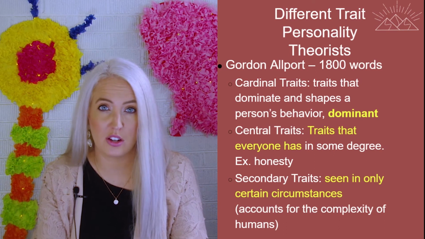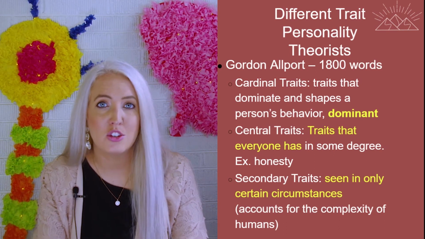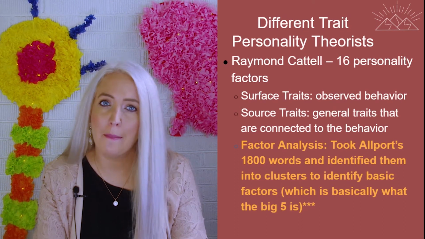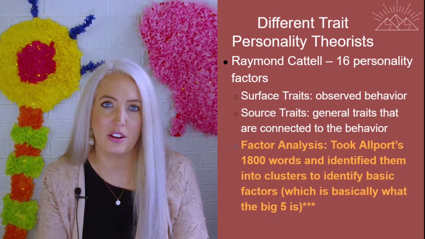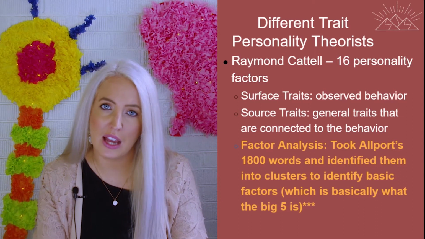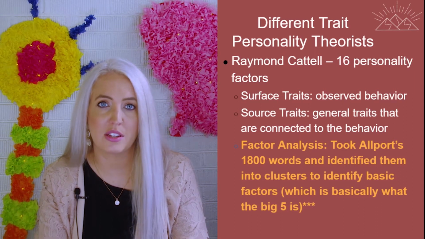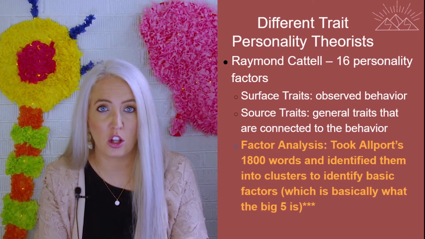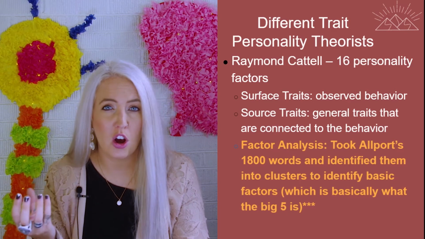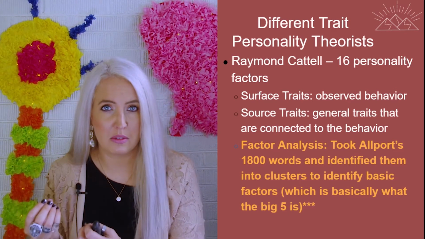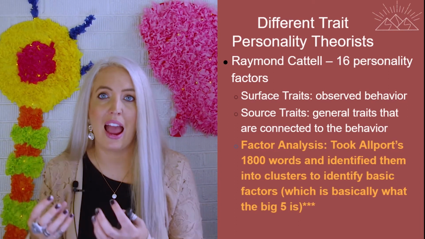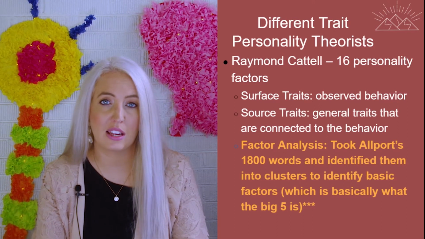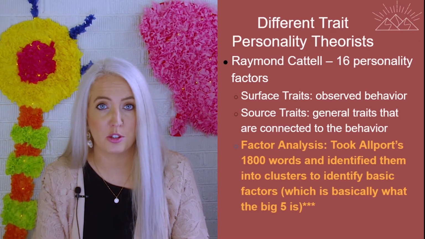Raymond Cattell then came in and took those 1,800 personality traits and said, that's way too many. We shouldn't be using that many terms because chances are a lot of them have similarities. So Raymond Cattell decided to narrow down the different traits that we should use into 16 personality factors. And he used a concept known as factor analysis to decide which personality factors should be included. So basically what factor analysis is, he took all of the similar personality traits and he grouped them together. He found what was common amongst them and turned them into clusters by grouping them together in order to narrow it down to what he felt were the 16 personality traits that we should use to describe a person's personality.